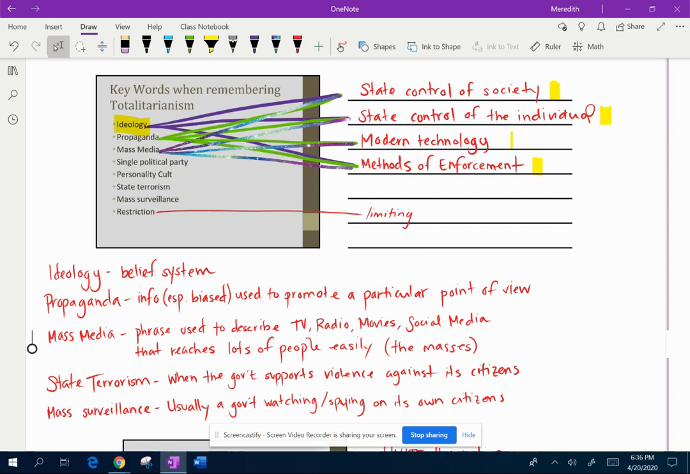So I want to make sure that I'm defining this for you. It's a phrase used to describe TV, radio, movies, social media, but honestly, that list keeps going because we have a lot of different types of technology that can reach tons of people easily. And when you want to reach the people, aka the masses, you do it in such a broad way, right? So you guys probably don't listen to the radio anymore, but you guys definitely listen to Spotify, and those have ads. And so those ads would be a part of that mass media campaign.